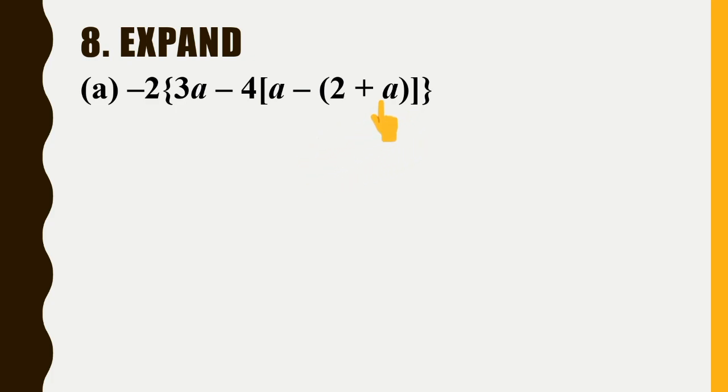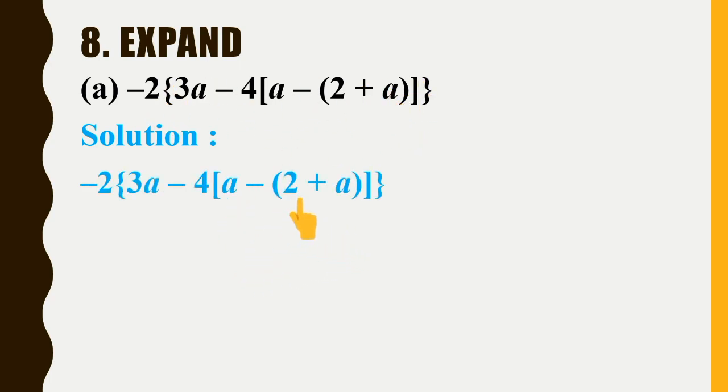First of all we will solve these brackets, which we also call braces. So, solution: first we will write this statement as it is, then we will remove the innermost bracket, that is (2 + a). As there is a negative sign outside this bracket, after removing it the signs of the internal terms will be changed, just like this.